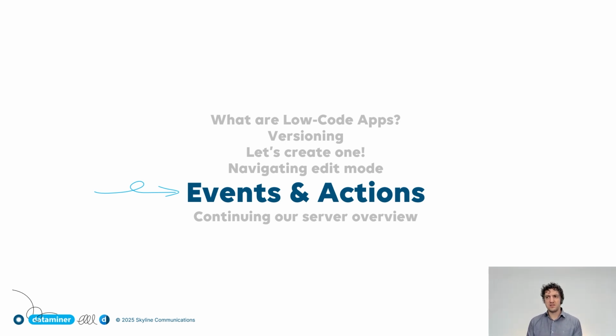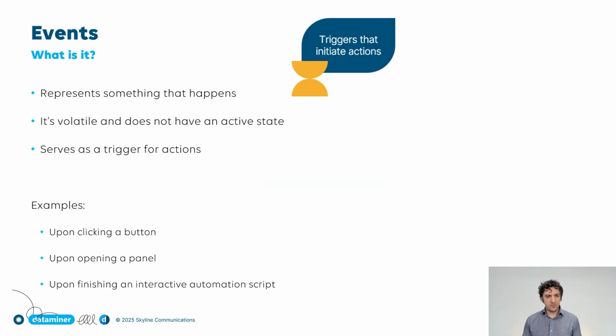Next up, events and actions. So very closely tied together. First, what are events? Events are things that happen and that can then trigger an action. It does not have an active state. There are several examples we have. You can click a button, for instance in the header bar. That is an event. When a panel opens, when a panel closes, when an automation script finishes, that also triggers an event. And all of those things can be linked to actions.